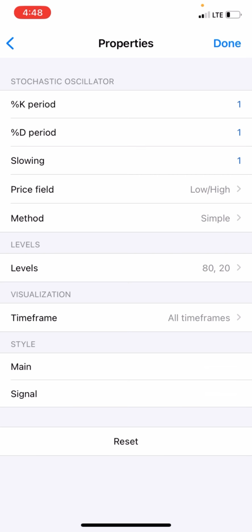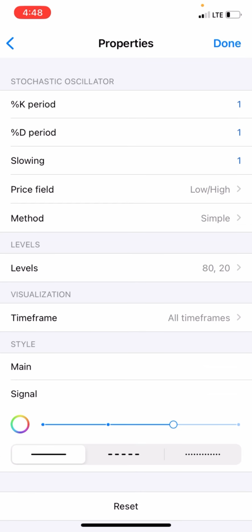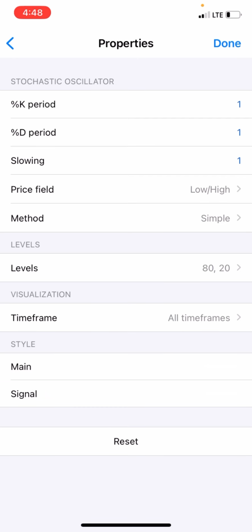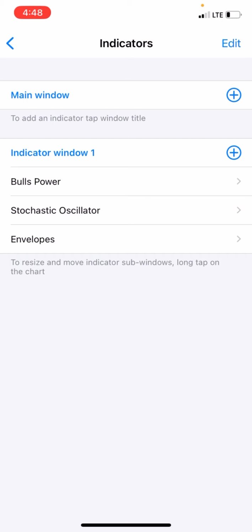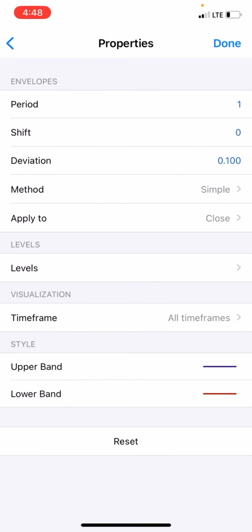And then for styling, please ensure to maintain the same color as the background of your chart. You can see the main style here is white. The signal is white because the background of my chart is white. And then the last indicator we'll be adding is the envelopes, which will help you detect the trend of the market. Remember, you don't know how to do this on your own, so these indicators are here to help you detect the trend of the market.